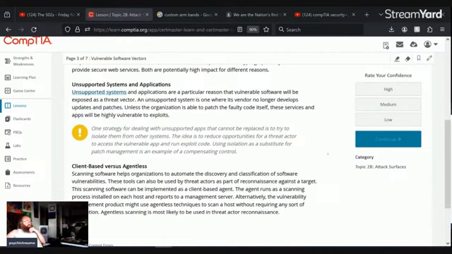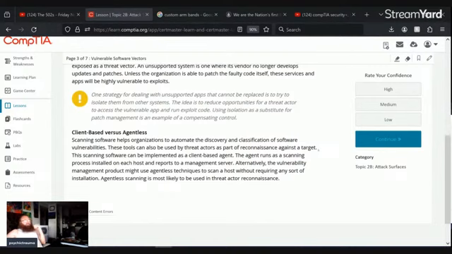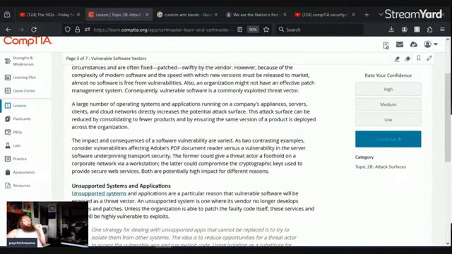Client-based versus agentless. Scanning software helps organizations to automate the discovery and classification of software vulnerabilities. These tools can also be used by threat actors as part of reconnaissance against a target. This scanning software can be implemented as a client-based agent. The agent runs as a scanning process installed on each host and reports to a management server. Alternatively, the vulnerability management product might use agentless techniques to scan a host without requiring any sort of installation. Agentless scanning is most likely to be used in threat actor reconnaissance.